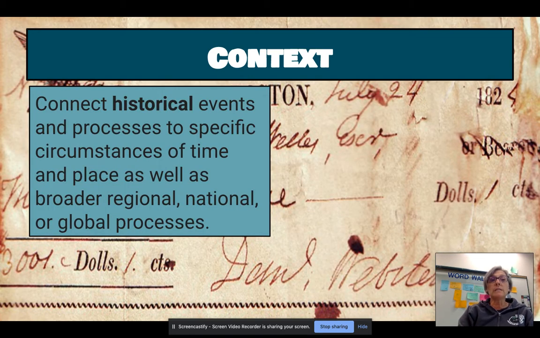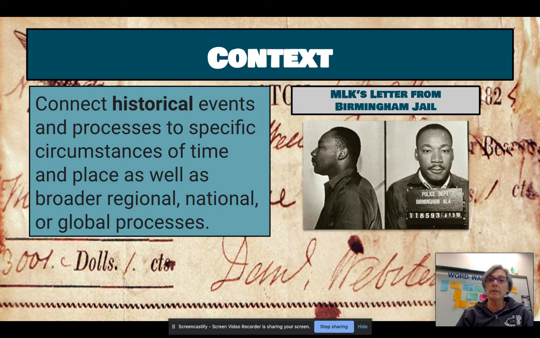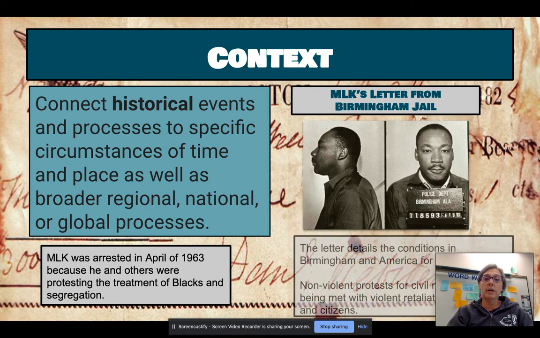Then you need to connect those events to circumstances, and we're going to practice that with an MLK letter. And it's specifically MLK's Letter from a Birmingham Jail. MLK was arrested in April of 1963 because he and others were protesting the treatment of Blacks in the South and segregation in general. His letter details the conditions in Birmingham, Alabama, and the rest of America, and how the nonviolent protests of the civil rights movement were being met with violent retaliation and pushback by other citizens and police departments, etc.